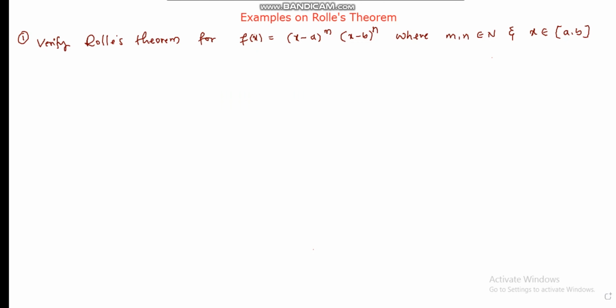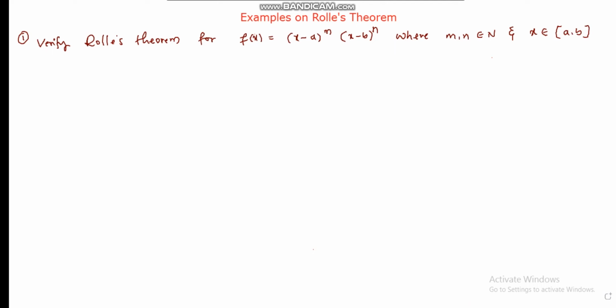Now we start the theorem. In one, verify Rolle's theorem for f of x is equal to (x minus a) whole raised to m into (x minus b) whole raised to n, where m and n belong to the natural numbers N and x belongs to the closed interval [a, b]. So here, guys, verify Rolle's theorem.